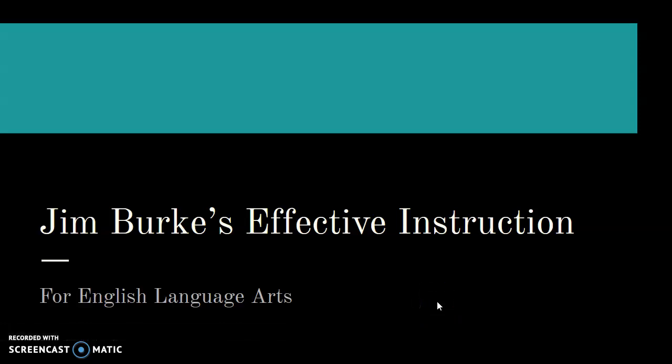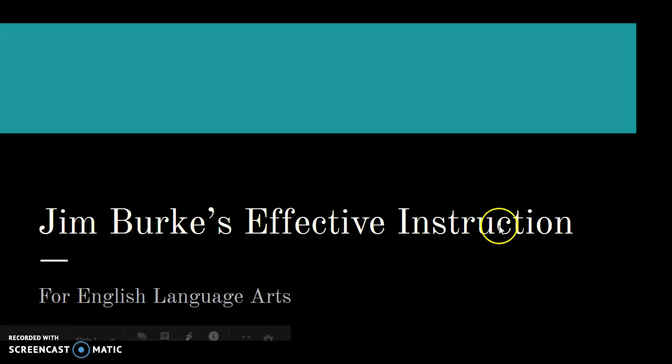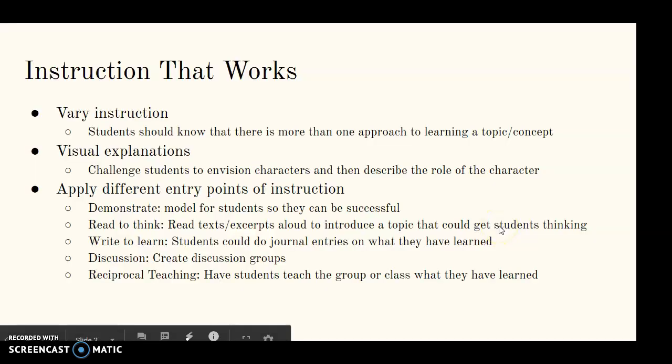So I'm going to talk about Jim Burke's Effective Instruction for English Language Arts. He kind of starts off the book by talking about how instruction works. Students should know that there is more than one approach to learning a topic or concept. That could be reading the text, seeing the text, and more. There are different ways to learn a topic than just sitting there and listening to the teacher.